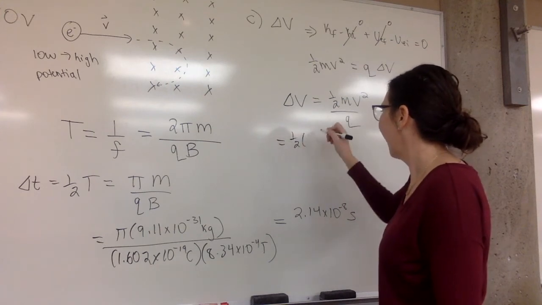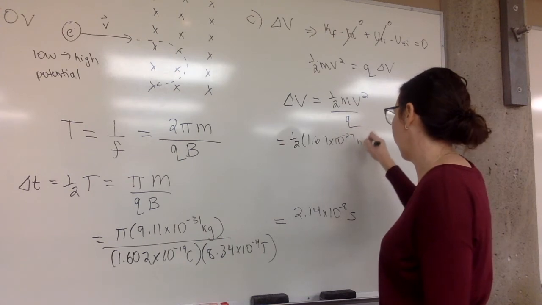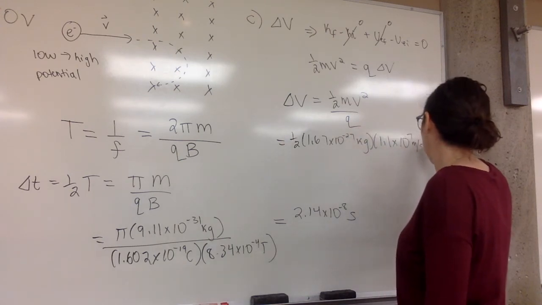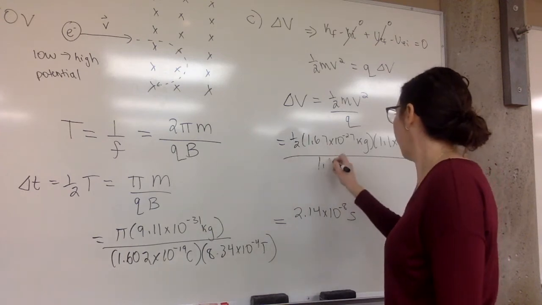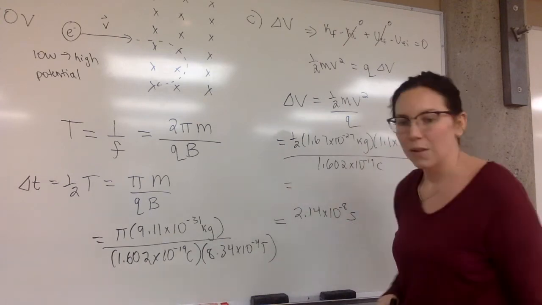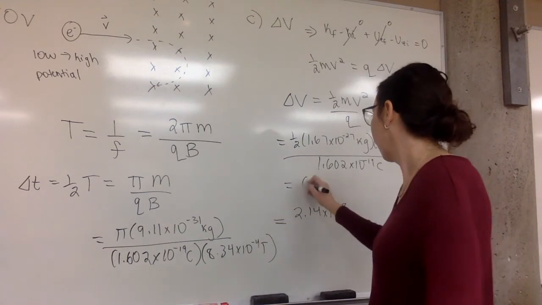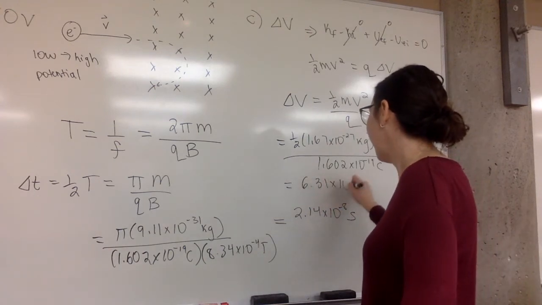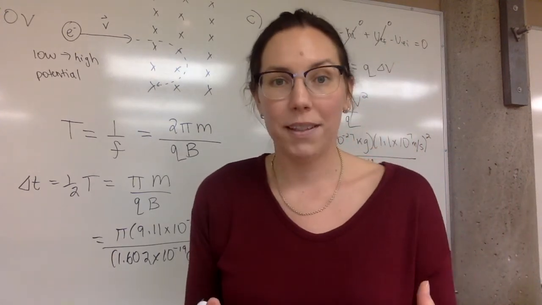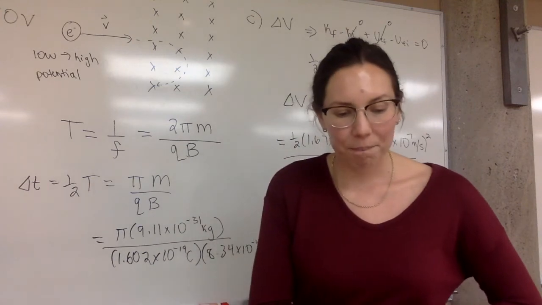So 1/2, 1.67 times 10 to the negative 27 kilograms, 1.1 times 10 to the 7 meters per second squared, over 1.602 times 10 to the negative 19 coulombs. So the potential difference needed in that case is 6.31 times 10 to the 5 volts. It would also have to be oriented in an opposite direction to the potential to accelerate the electron.